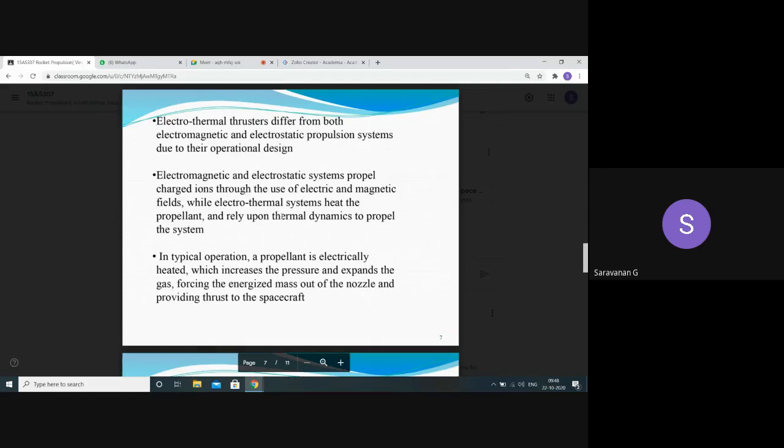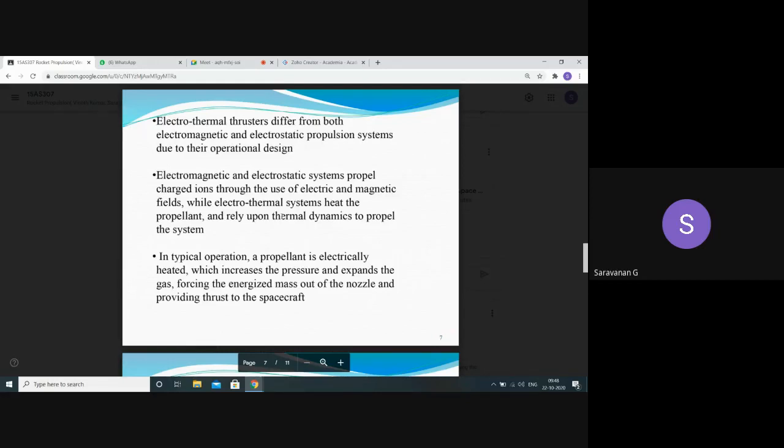In a typical operation, a propellant is electrically heated, which increases the pressure and expands the gases, forcing the mass out of the nozzle and providing thrust. Very simple. So what is the thing? The propellant is electrically heated, charged particles are created, the pressure increases and the gases expand and accelerate, and the energy passes out of the nozzle as mass, propelling the thrust.